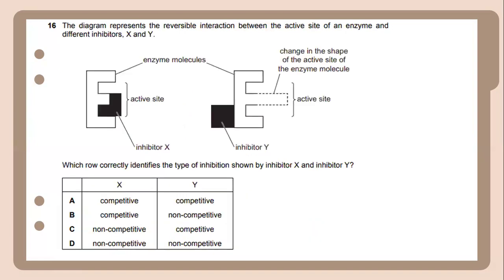The diagram represents the reversible interactions between the active site of an enzyme and different inhibitors X and Y. Which row correctly identifies the type of inhibition shown by inhibitors X and Y? The answer will be X represents competitive and Y is non-competitive.